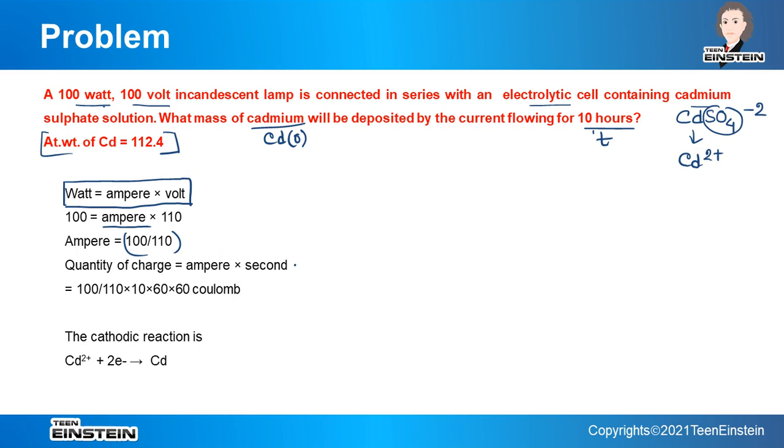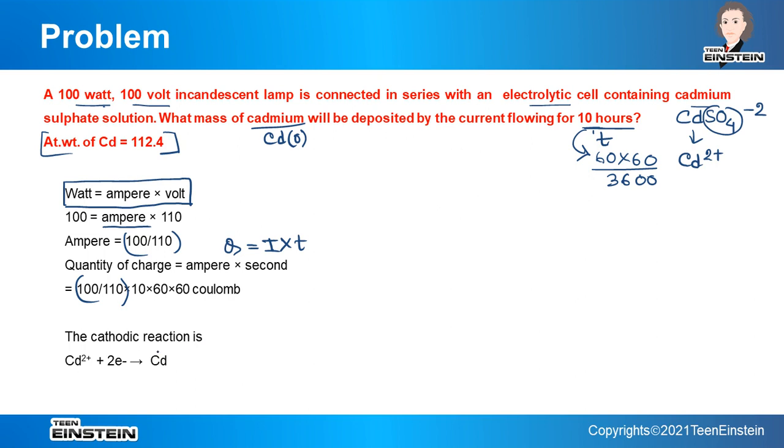So quantity of charge is ampere into second. That means this is the equation Q equal to I into T. Q is quantity of charge, I is ampere, T is second. In place of ampere we have written 100 by 110, then multiplied by 10 hour, but it must be converted to second, so it is multiplied by 60 into 60, which is 3600. When we multiply all these values together, we get the corresponding quantity of charge.